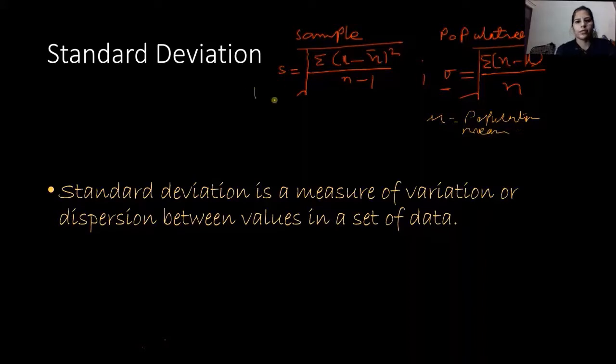In case of a sample, its expression is root over of summation x minus x bar whole square divided by n minus 1, where x bar is the sample mean and n is the sample size.